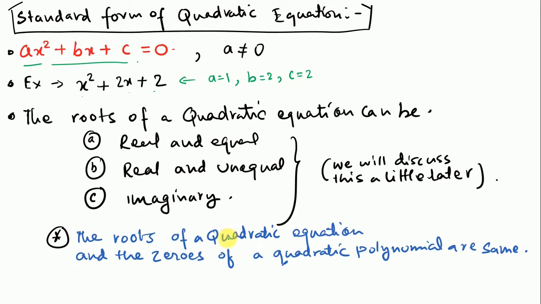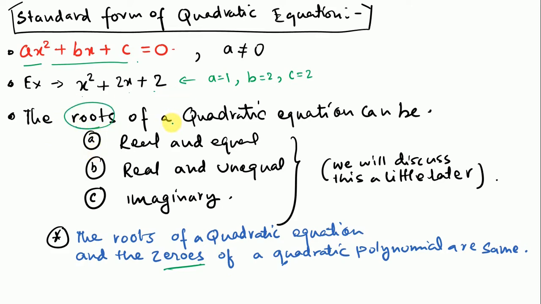You have already studied the 0 of a polynomial. The 0 of a polynomial is basically the value of x for which that polynomial becomes 0. In the same way, whenever we find the value of x while solving a quadratic equation, we will see that we get two values of x. Those two values of x are called the roots of the quadratic polynomial.